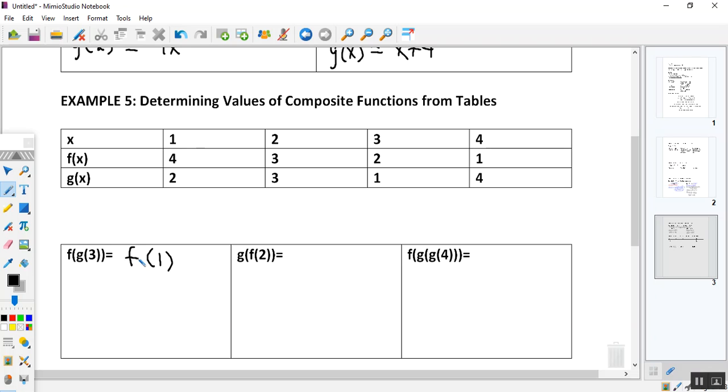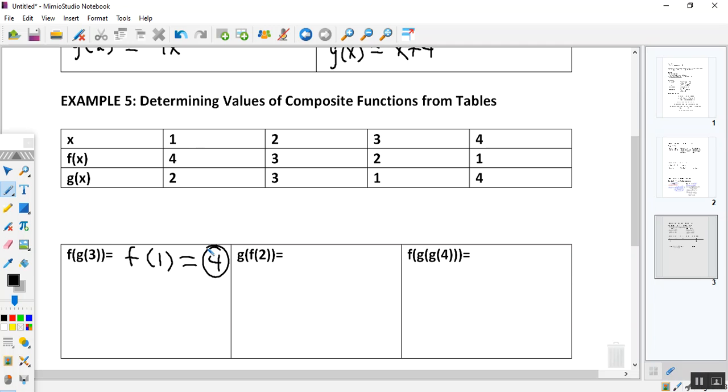1. So go to 1. What's f of 1 equal? 4. So in the end, my solution would be what? 4. So if I was graphing the function f of g of 3, that point would be 3 comma what? 4. Okay? F of g of 3 is equal to what? Right? F of g of 3 equals 4.